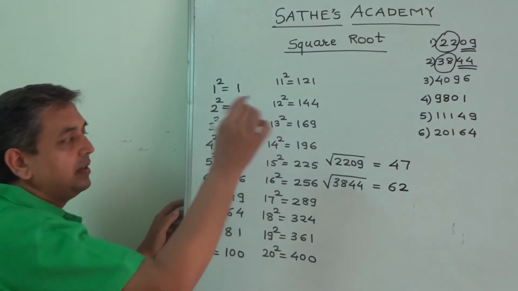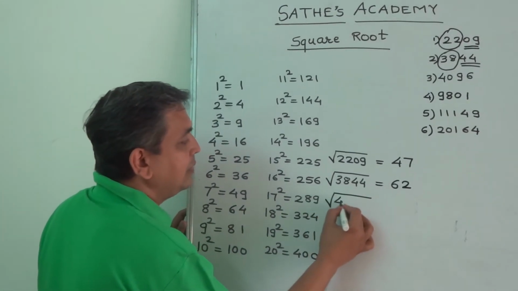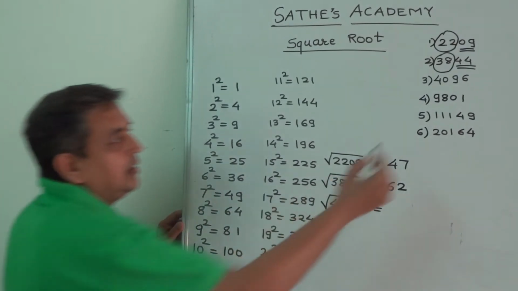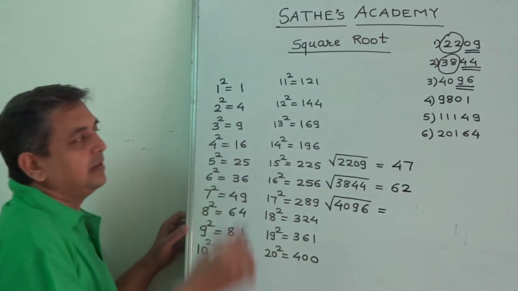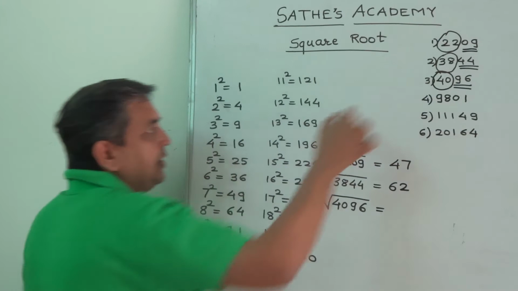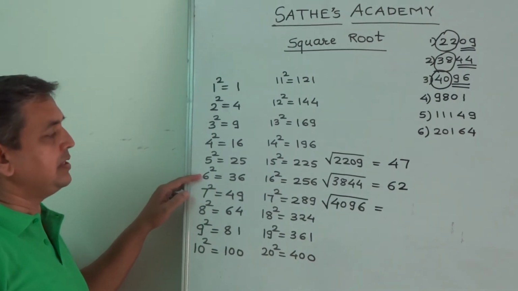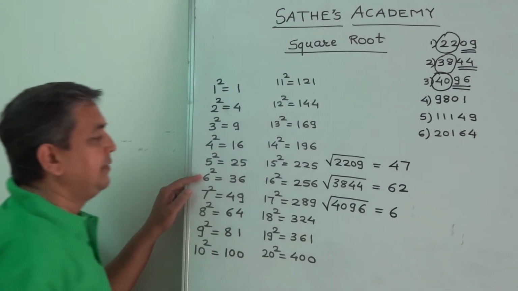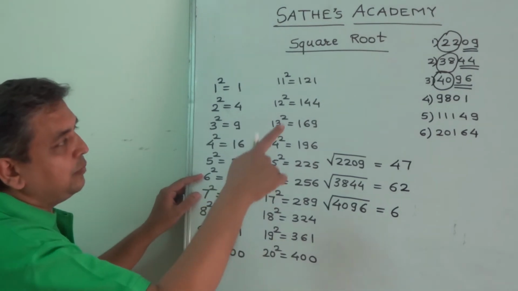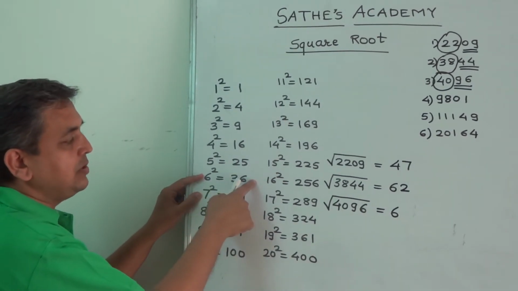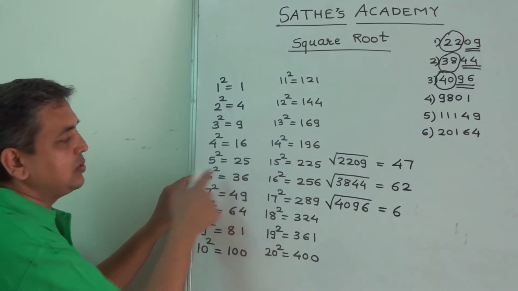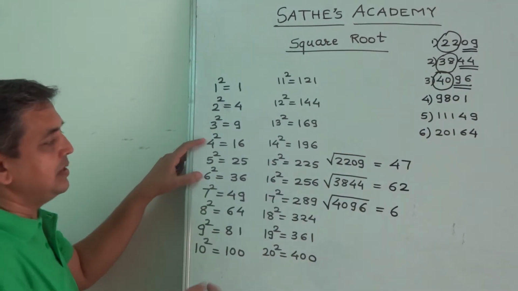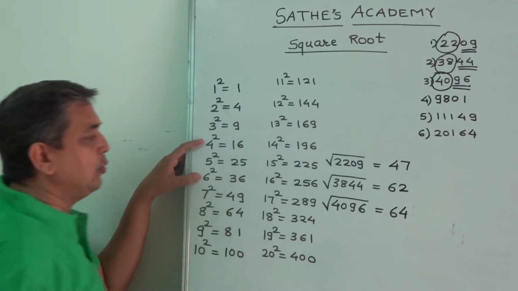Got it? Third one, root of 4096. Now try to think over with me. This is 96, so number remaining here is 40. We know 6 square 36, 7 square 49. So what should be the first digit here? 6. Now we see 40 is near to 3600 as compared to 4900. And so since units place is 6 over here, we get 6 at these two places. The answer should be 64.